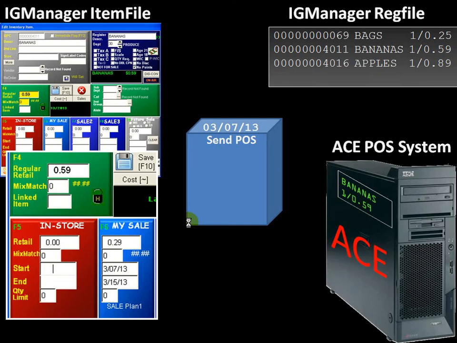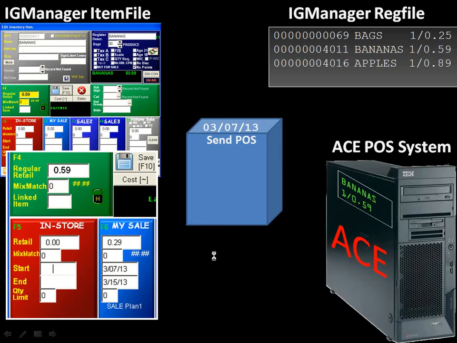All right. So what we're going to do now is an example of a sale that starts on the 7th and goes through the 15th. And we're going to simulate the first update that happens on the 7th, probably at 3, 4, or 5 o'clock in the morning. All right. So here's the item file. You can see here I put it on sale starting on the 7th for 29 cents.